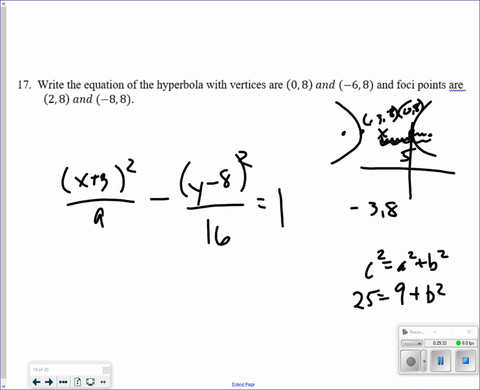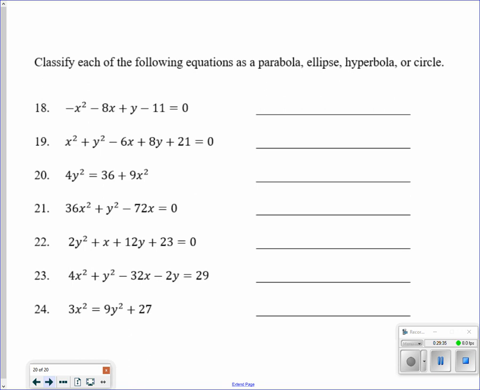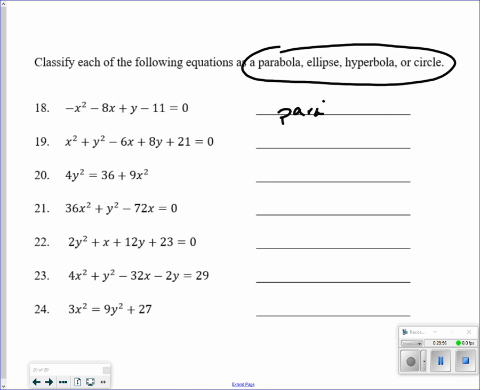So one more of those. Oh, this is section 13.5. All you have to do in this section on the test is basically tell me the shape. So when I'm looking at it, tell me if it's a parabola, an ellipse, a hyperbola, or a circle. And it's going to be listed there up at the top so you know how to spell it. So let's talk about the first one. There is an x squared, but there is no y squared. Therefore, that is a parabola.